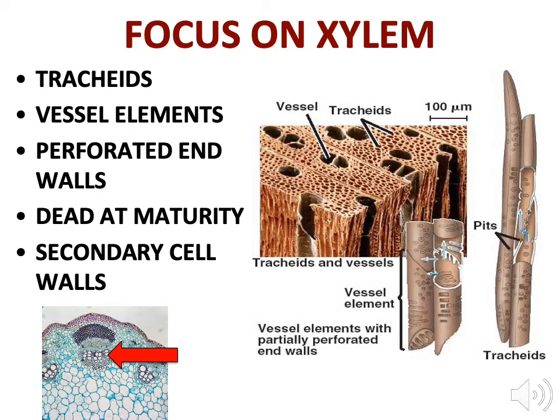They're sections of pipe. They are dead at maturity. And as a rule, they are also secondarily thickened with what we're going to call secondary cell walls. A secondary cell wall is an additional cell wall laid down inside of the primary cell wall. Generally it makes the interior of the cell a little more narrow, but what it also does is impart a tremendous amount of physical strength to the cell.